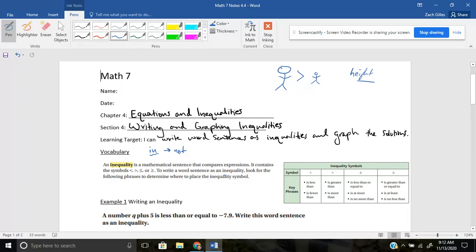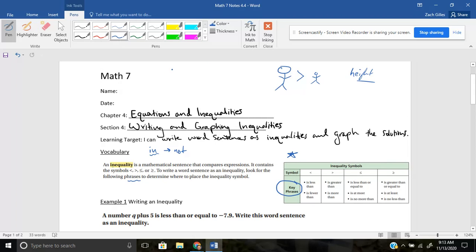To write word sentences as an inequality, look for the following phrases to determine where to place the inequality symbol. So here are those key phrases that can definitely help you when we go from a word sentence to a math expression. Okay, so use this table, maybe put a star by it. That'll help you when you're writing these inequalities. Okay, so for example, for less than, some of the key phrases that you'll see are "is less than" or "is fewer than," and so on and so forth.